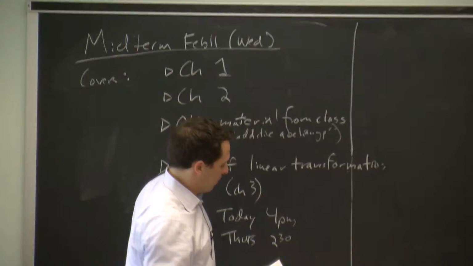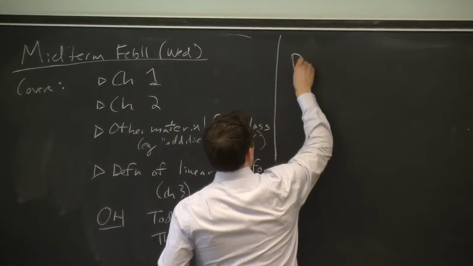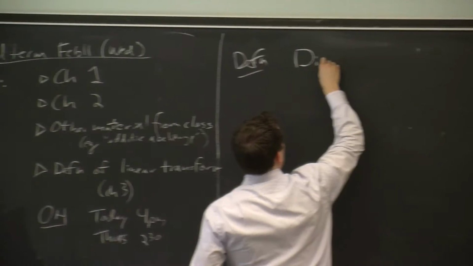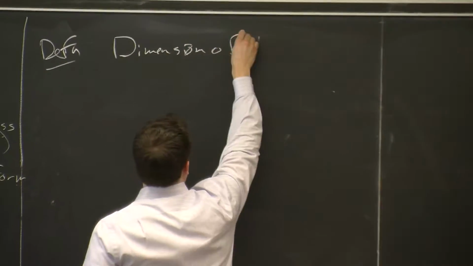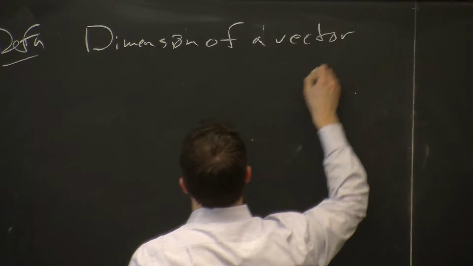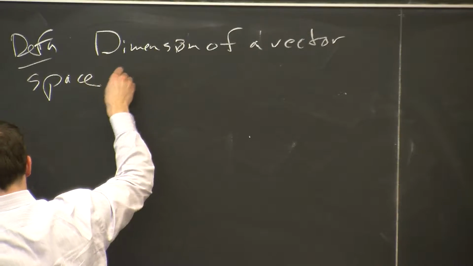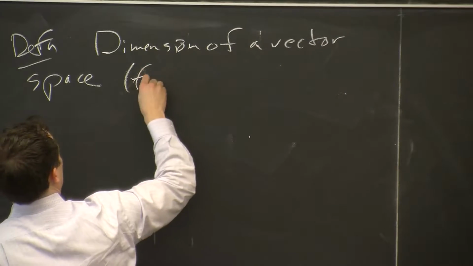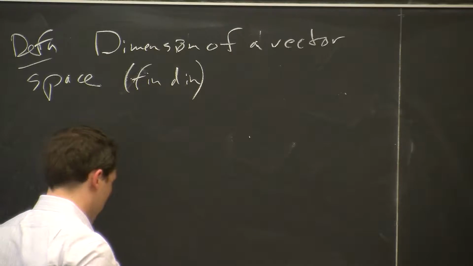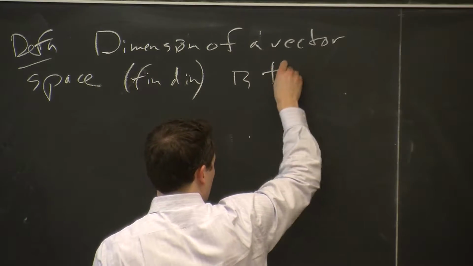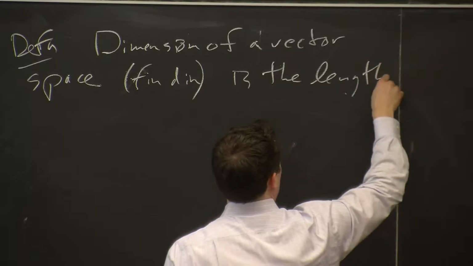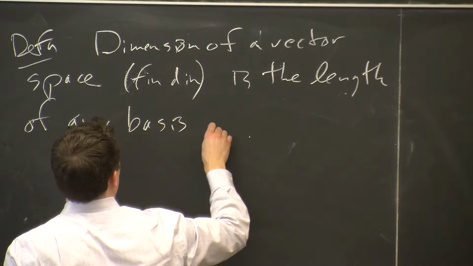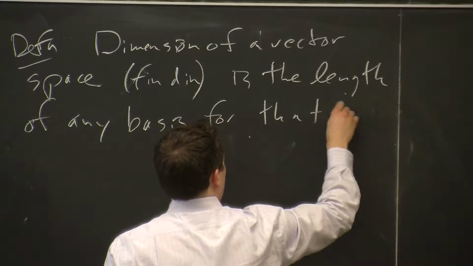We're talking about dimension, and we made the definition that the dimension of a finite dimensional vector space is the length of any basis for that space.